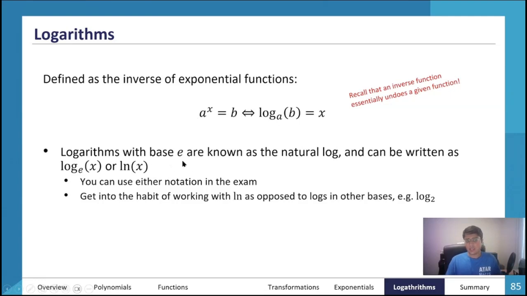Logarithms with base e are known as the natural log, and they can be written either as log with a small e and then x, or they can be written as ln of x. You can use either notation in the exam. Vika's fine with either. I personally use ln, because it's just less letters to write, so it'll save time.